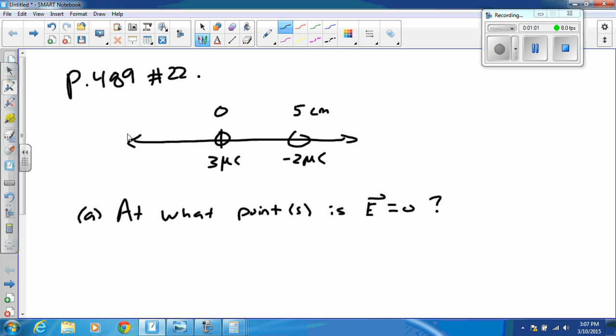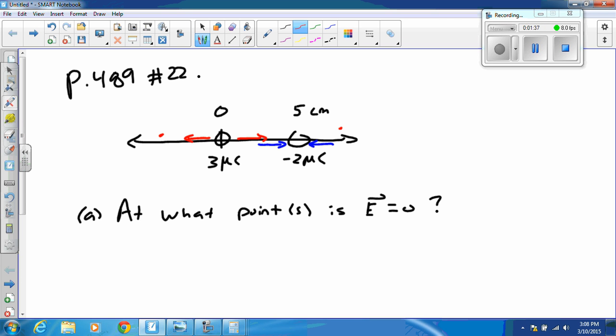So we consider why that might be so. You can see that the 3 microcoulomb charge is going to produce field coming out of it like this. And you can see that the negative 2 will produce field going into itself like this. And so you can imagine that maybe, just maybe, there might be a point out over here to the left, or perhaps a point out over here to the right, where the field is 0.